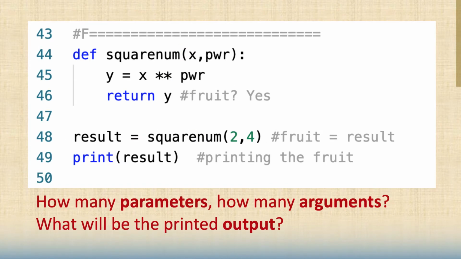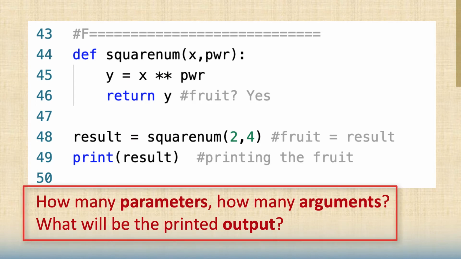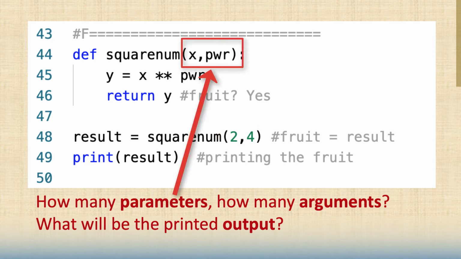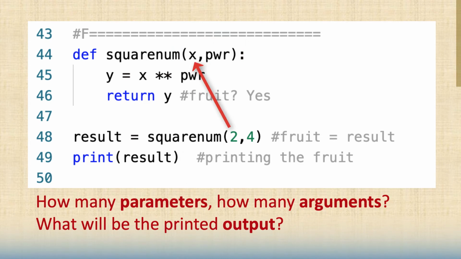And on this one, we have 2 arguments and 2 parameters. It says how many parameters, how many arguments? Well, it's pretty obvious. On line 48, we have 2 arguments, 2 and 4, and on line 44, we have 2 parameters, x and power. And they're matching up so that x is going to be 2 and power is going to be 4.